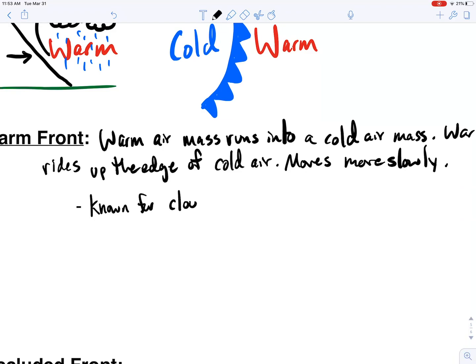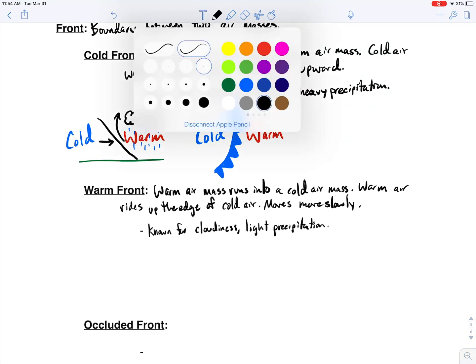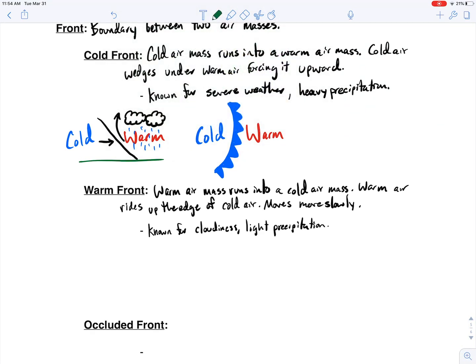And then these guys are known for cloudiness and light precipitation. If we have just kind of a cloudy day with light precipitation, there's a decent chance we've got a warm front moving through.